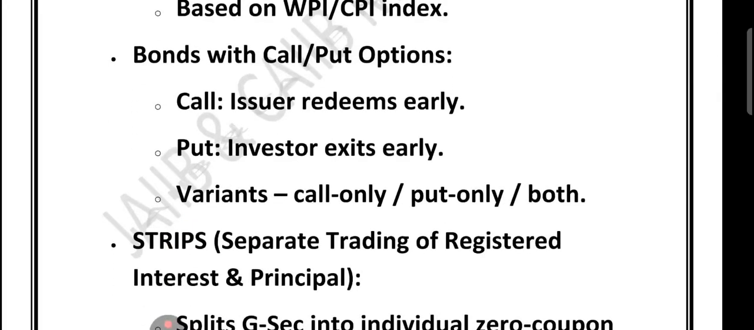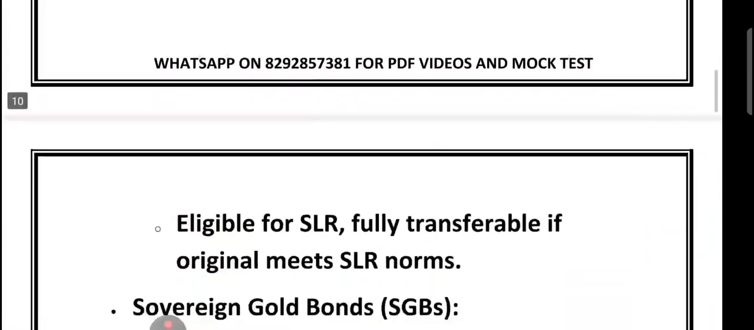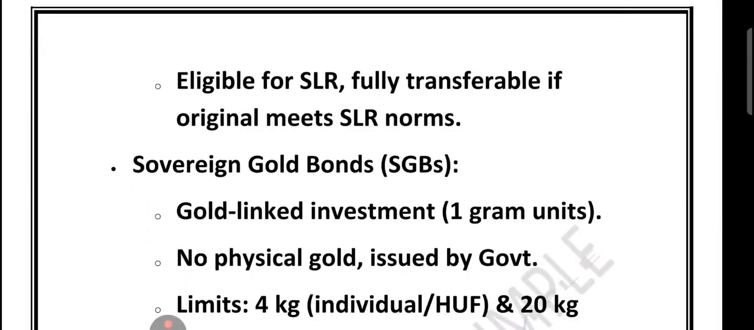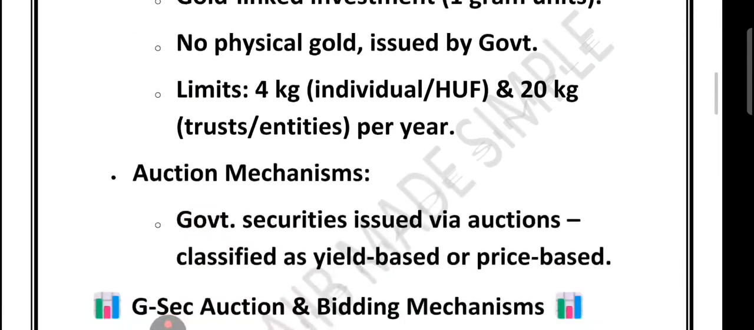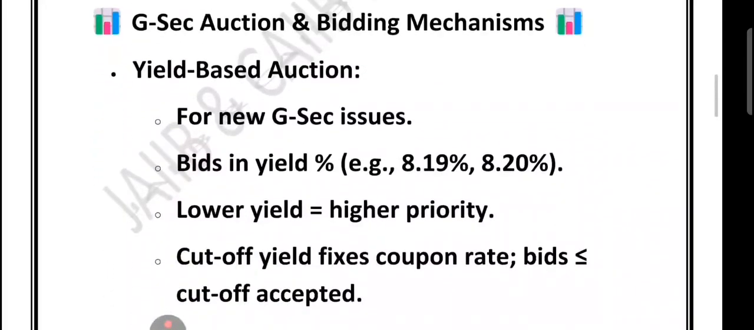Strips, full form, I told you, is separate trading of registered interest and principal, which is split into tradable zero coupon parts. Then we have the sovereign gold bond, SGB. They are gold-based investments, no physical gold is there. Auction mechanism, I told you, they are issued via yield-based or price-based bidding. Then we have the government security and bidding mechanism, very important.